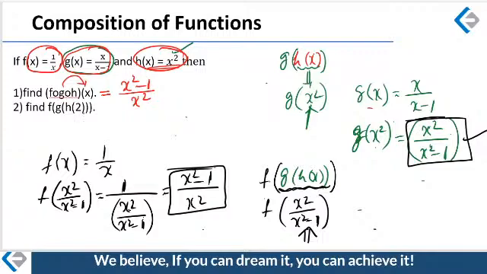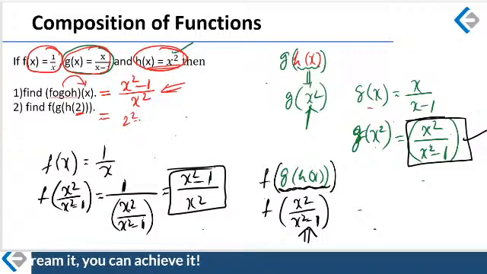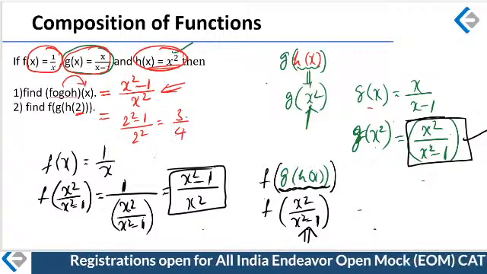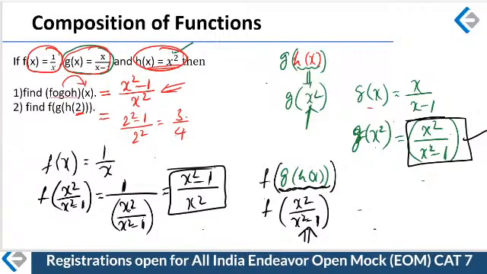So the next value is what? f, g, h of 2. Okay, fine. Same answer here. I already know my function. In place of x, I should put what? 2 square. All right, now I should put 2 square minus 1 divided by 2 square, which would become 3 divided by 4. That's the answer to the second question.